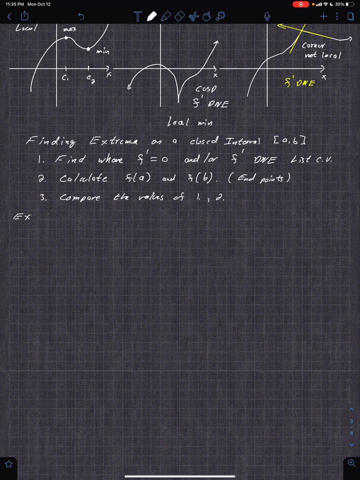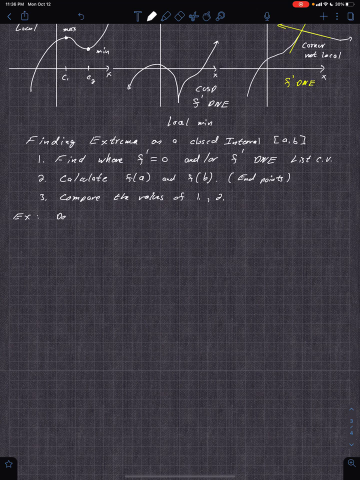Okay, so this is an example where you get a critical value, but it is not an extrema. Let me see what the endpoint is. Okay. Sorry, I was looking ahead a little bit. I'll make sure it's what I wanted to do.